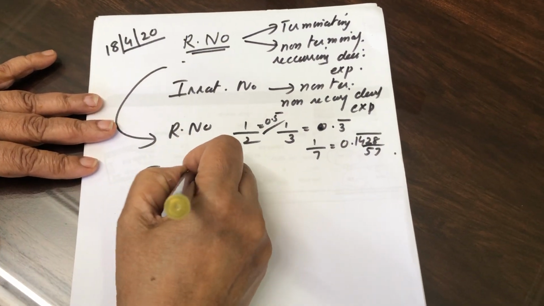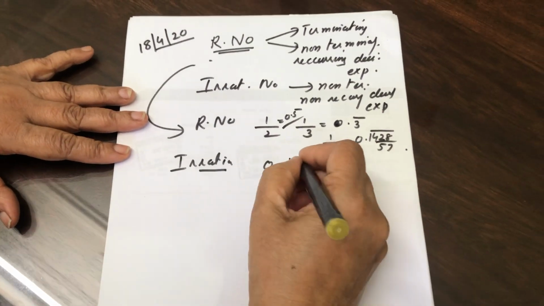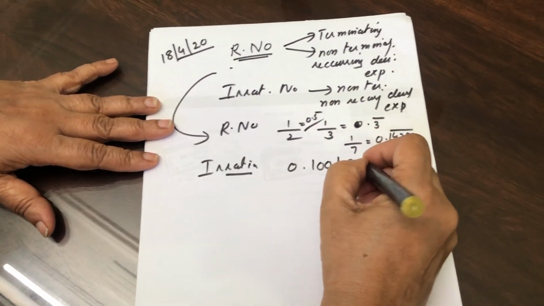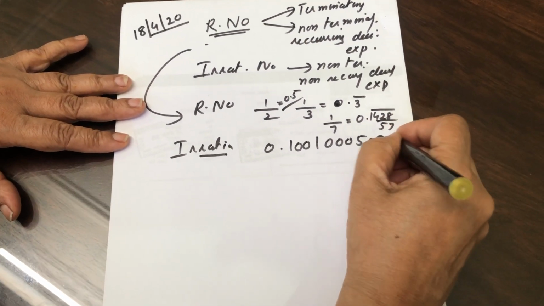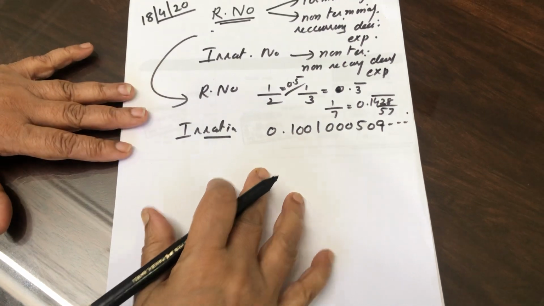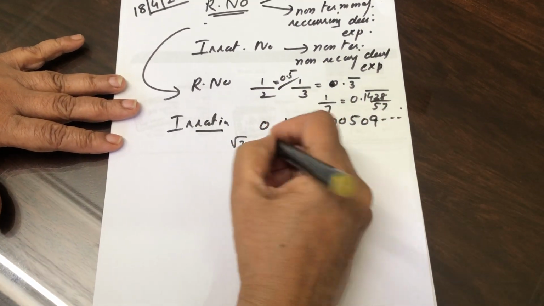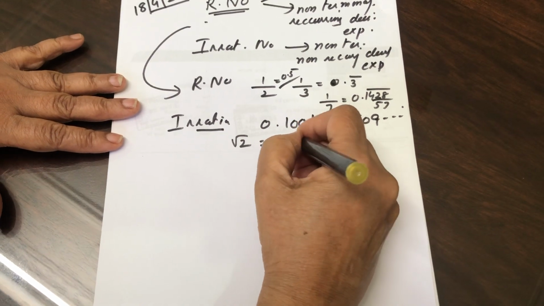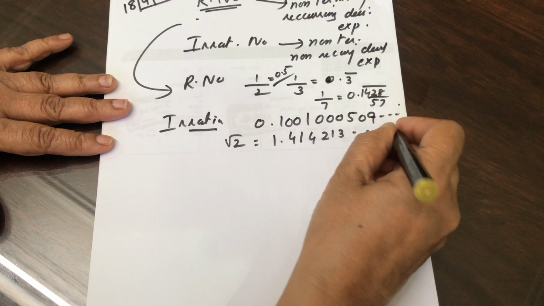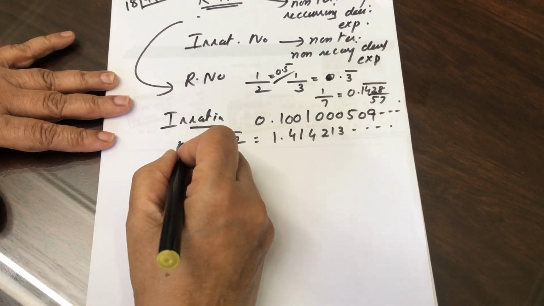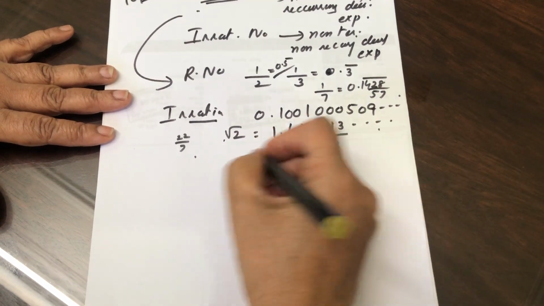For an irrational number, you can take any example: 0.10010005009 dash dash dash. You have learned that the value of root 2 is irrational. The value of root 2 is 1.414213 dash dash dash, so it keeps coming. So root 2 is irrational.